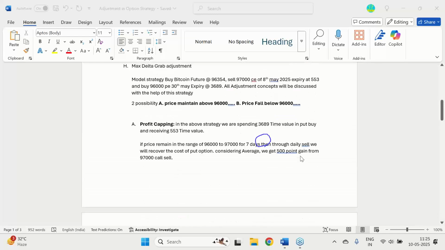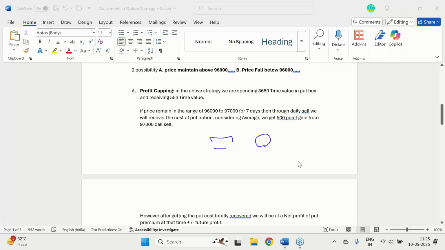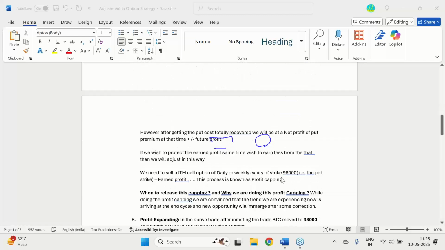So what do we have to do? Now the put option value we have completely recovered, and price is 96 to 97. So we are expecting 7 days of consolidation in this band. We have already recovered. Maybe the uptrend is not setting in, or the prices may not go up. So let us protect this 3,500 whatever we have received. Let us protect.